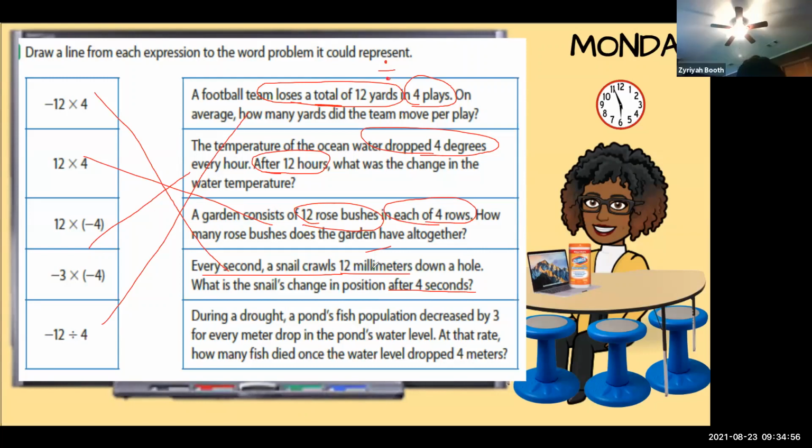All right, and then the last one: during a drought, a pond's fish population decreased by 3 for every meter drop in the pond's water level. At that rate, how many fish die once the water level drops 4? So that would be -3 times -4. Any questions on being able to pick out the expression when they give you a scenario? Any questions about that? Okay.